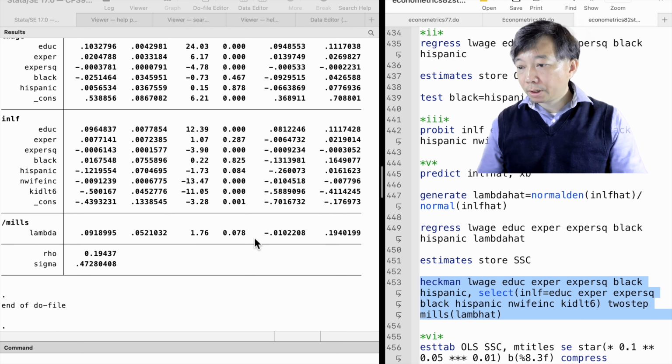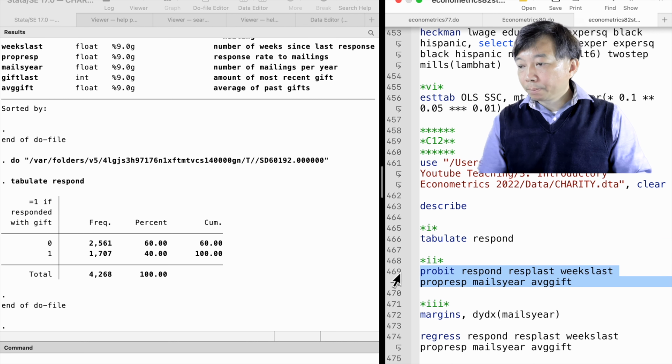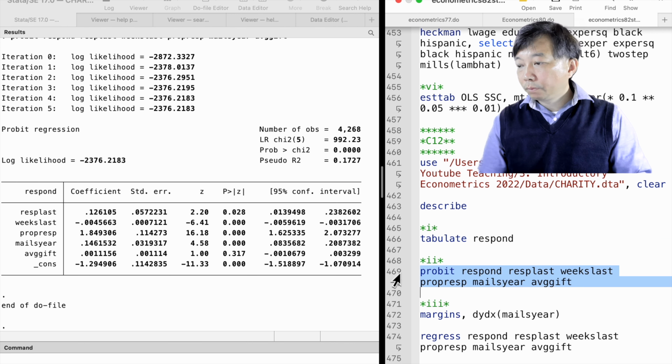In Part 2, estimate a probit model for respond using whether to reply to recent mailing, the number of weeks since last response, the response rate to mailings, the number of mailings per year, and the average of past gifts as explanatory variables. Which of the explanatory variables is statistically significant? We use the probit command to estimate the probit model. Whether to reply to the most recent mailing is statistically significant at the 5% level. The number of weeks since last response, the response rate to mailings, and the number of mailings per year are statistically significant at the 1% level. The average of past gifts is insignificant, with a p-value of 0.317.